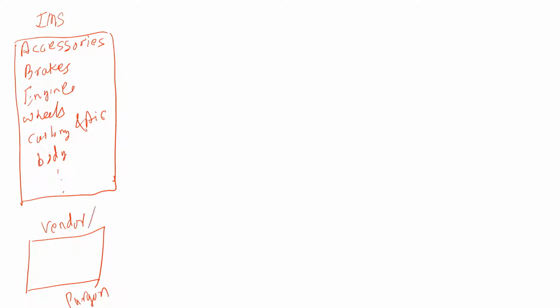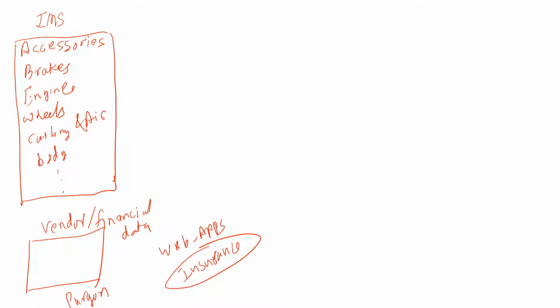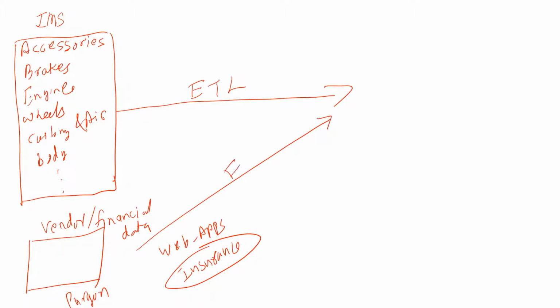It also contains, let's say, financial system, financial data, right? We have some of the web applications in their database. We have insurance related information, right? So what we can do from these systems of record, we will extract information, transform, and load into the data warehouse.